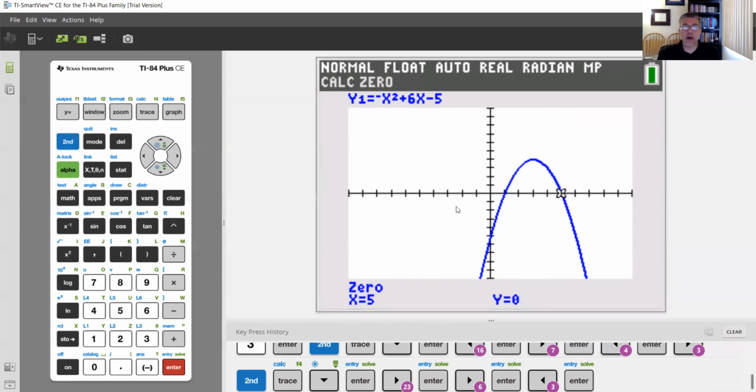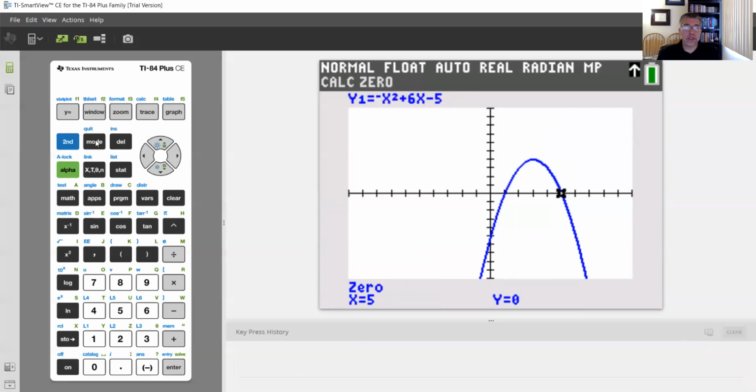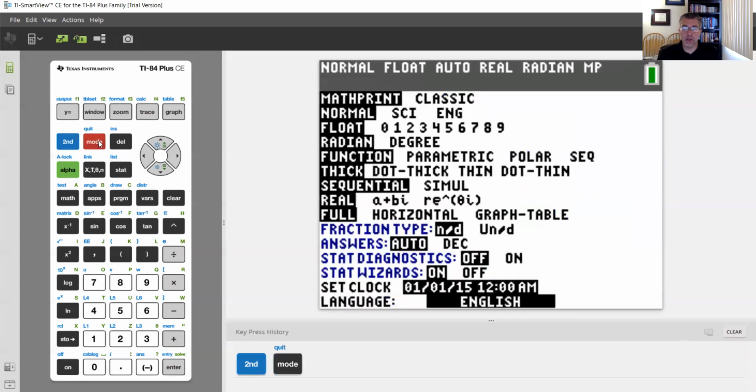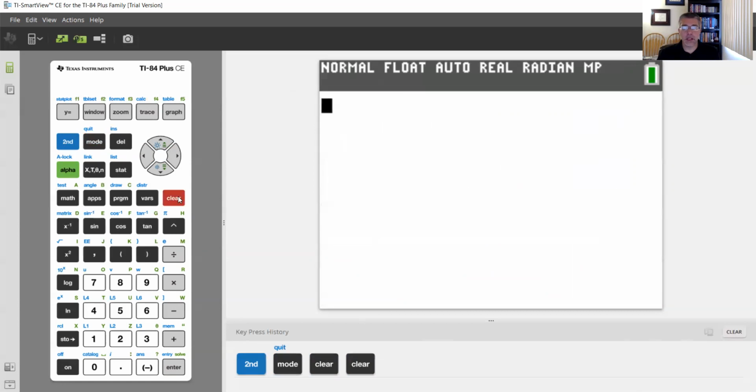Okay, let's switch gears now and do a little bit of statistics. So I'm going to hit second mode, second quit, to quit out of this screen. Second mode will quit you out of any application on the calculator. So second, which is the blue button, and then mode. I don't know why that didn't work, but it should have. I'm just going to hit clear, and clear again. That will clear my screen.